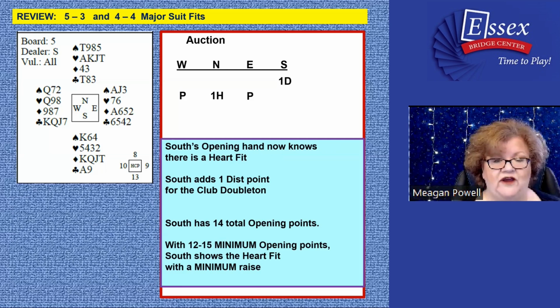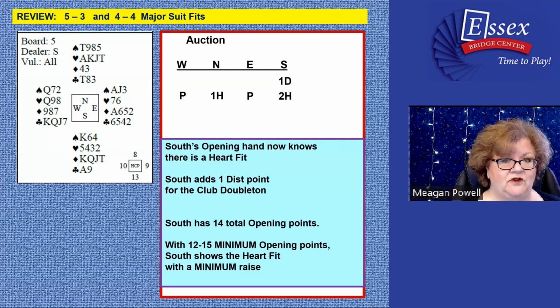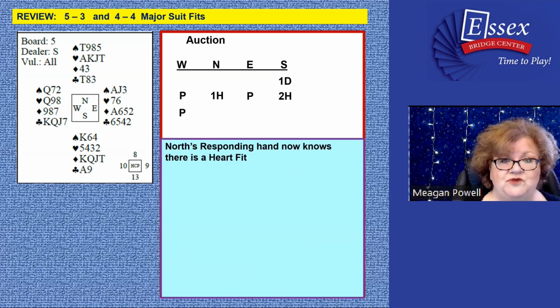You should show the heart raise with a minimum raise in partner's heart suit. 2 hearts. If you had 16 to 18 points, you would jump to 3 hearts to show the medium or invitational 16 to 18 opening points. If you had 19 or 20 opening points, you would jump to 4 hearts because your 19 points and responder's 6 or more points would mean you had 25 right now. But you only have 12 to 15 points. So you raise a minimum amount to 2 hearts. And now the auction goes back to North's responding hand.